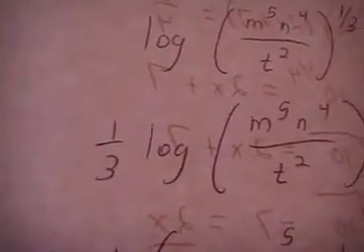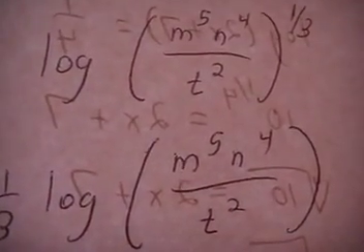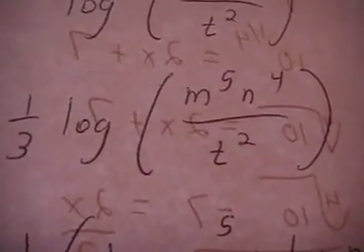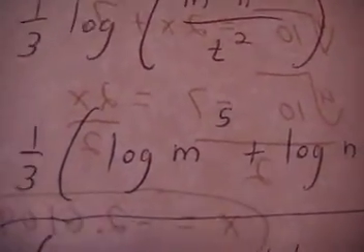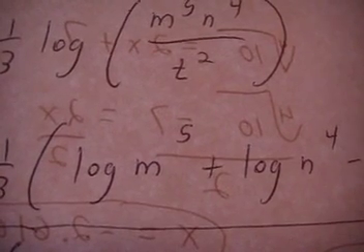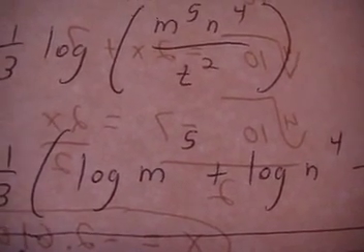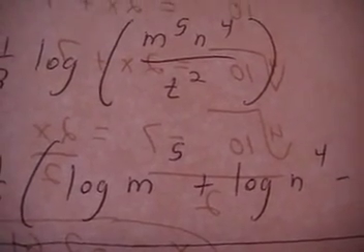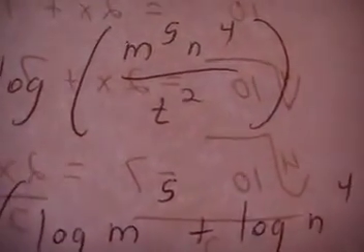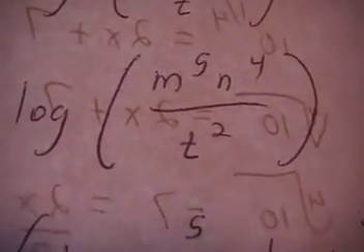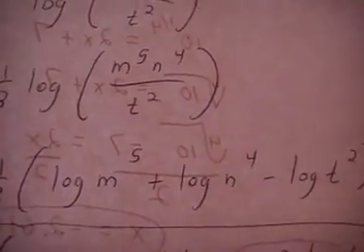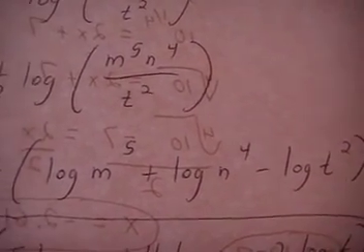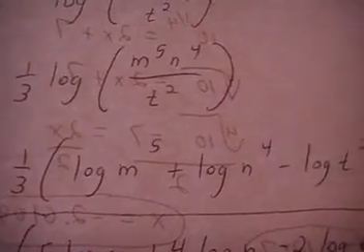So a single log of m to the 5th times n to the 4th can become log of m to the 5th plus log of n to the 4th. One log multiplied together can be two logs added together. It's one of the three main properties of logs. And division works the same way, you just subtract instead of adding. So this divided by t squared gives us a third one where it's minus log of t squared. And you still have that 1/3 in front.